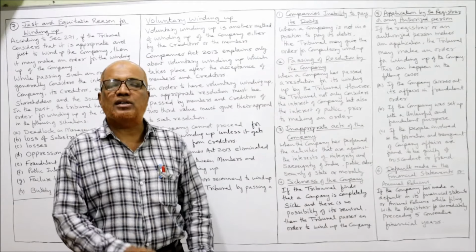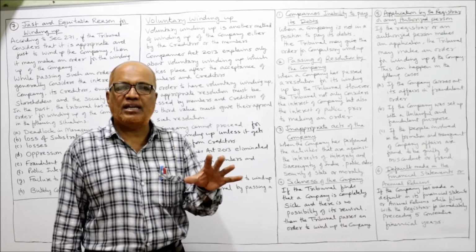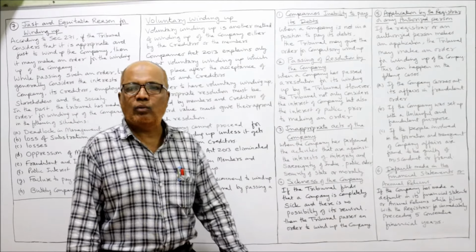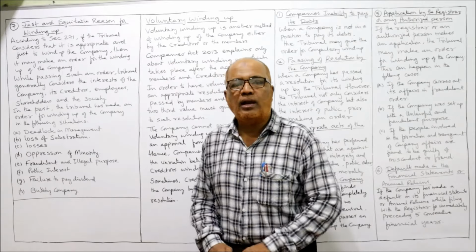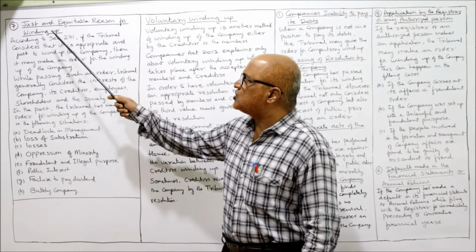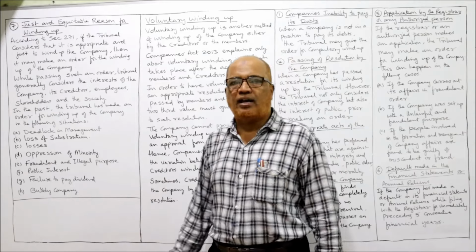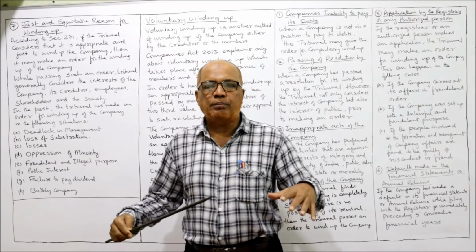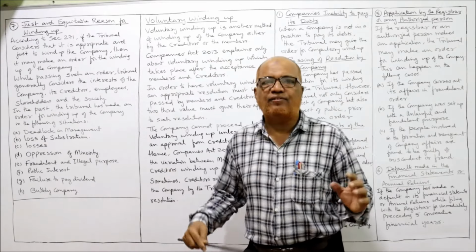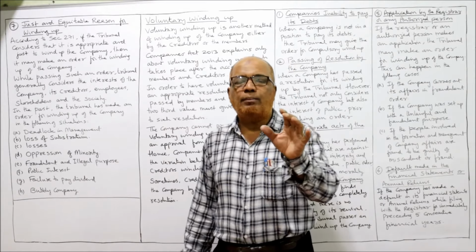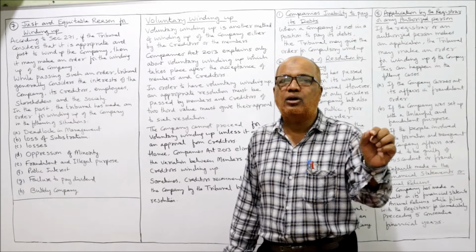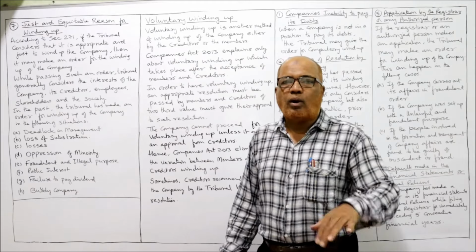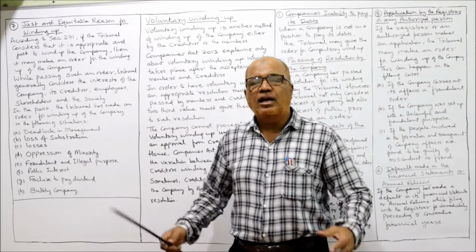So we have seen six grounds on which the tribunal will pass the order to wind up the company. One more, the last ground, is just an equitable reason for winding up. Suo motu, that means on its own ground, the tribunal may pass the order that the company should be wound up on just an equitable reason.